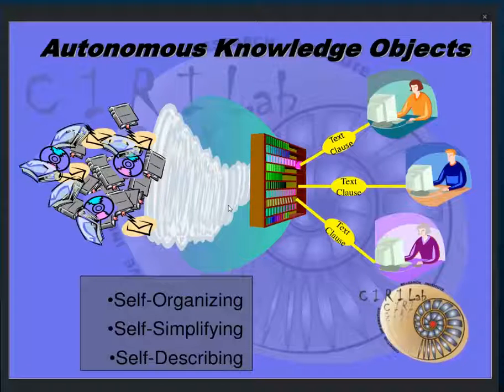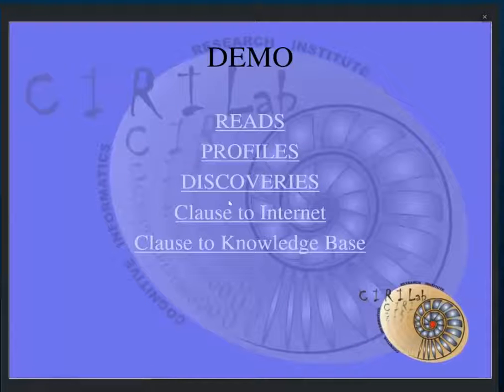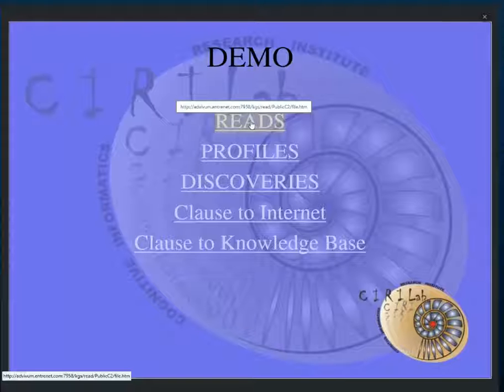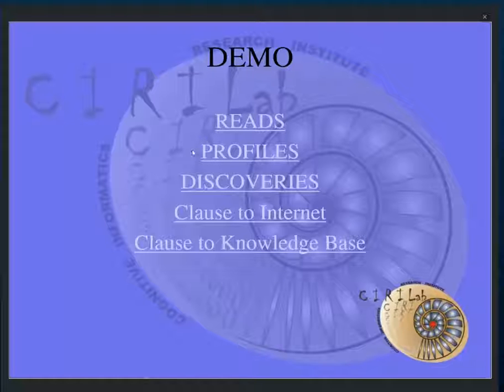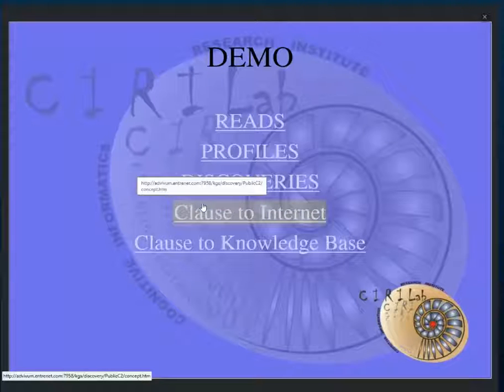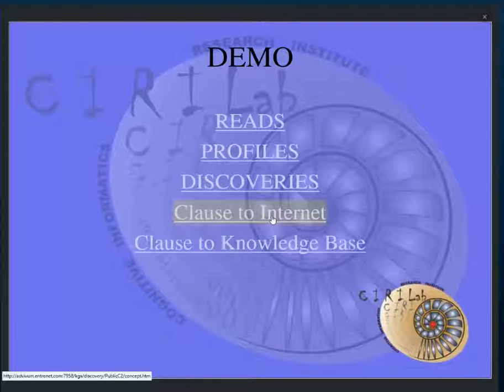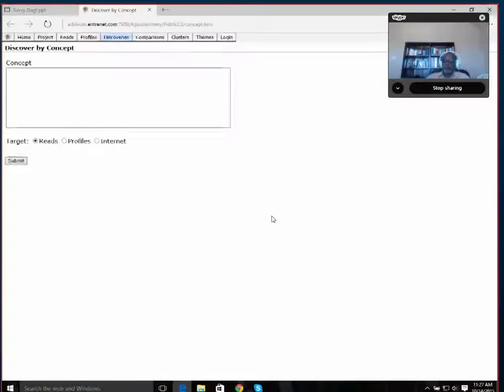So if we move on to just looking at, again, the structure, and this is where we have to decide, if I say the reads, well, how did I put the documents in? And there's three capabilities, which is the reads, the profiles, and the discoveries. All of these are data capture that dumps data into the knowledge base. Our interest is either the clause to internet. In other words, I want to search for information.